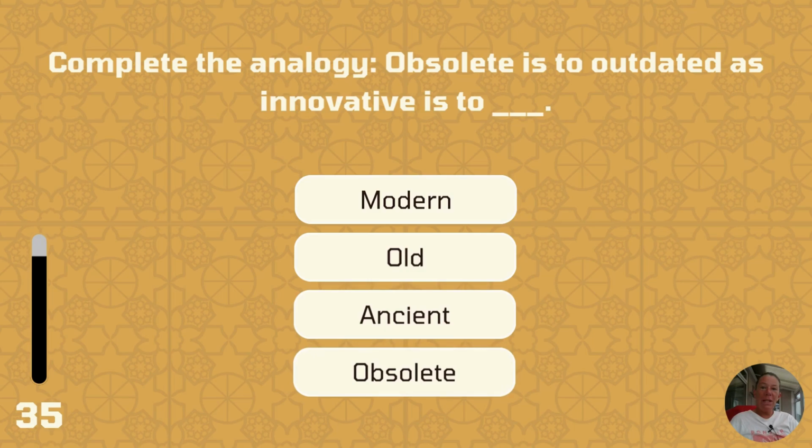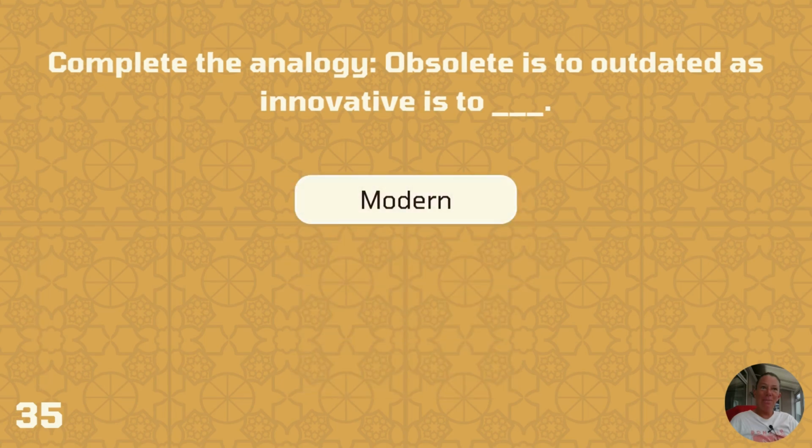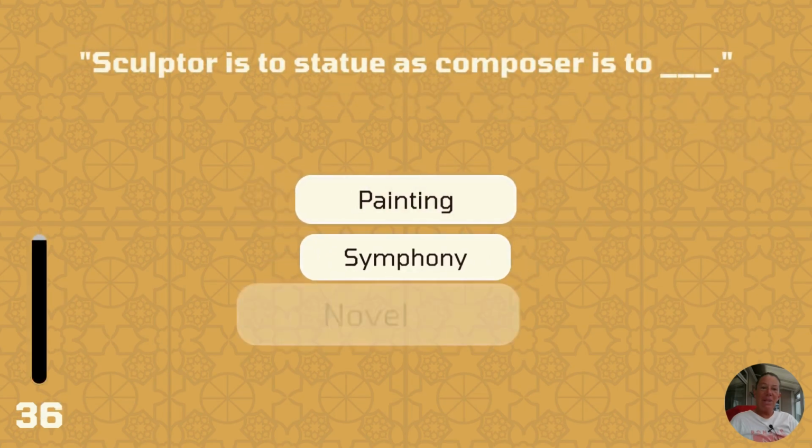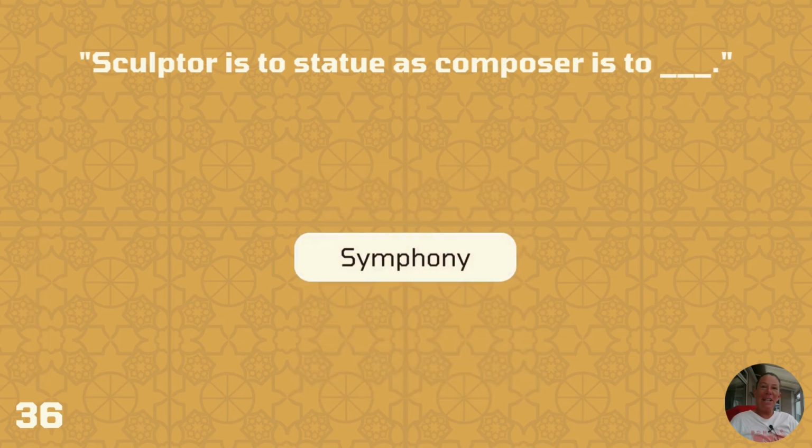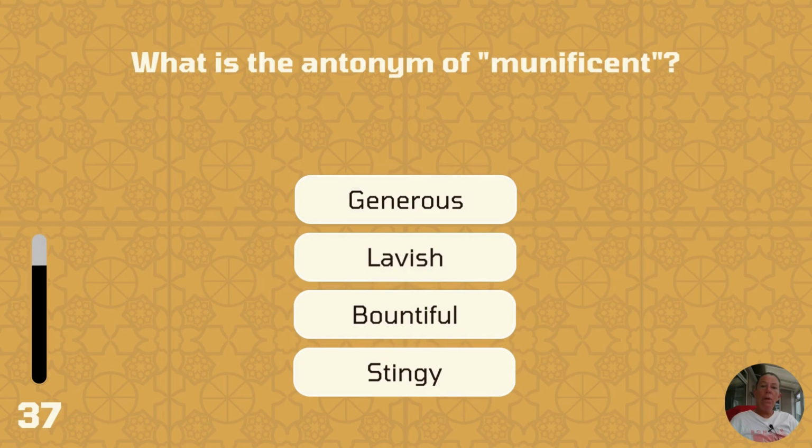Complete the analogy. Obsolete is to outdated, as innovative is to modern, old, ancient, or obsolete. Modern. Sculptor is to statue, as composer is to painting, symphony, novel, or sculpture. Symphony. What is the antonym of munificent? Generous, lavish, bountiful, or stingy? Stingy.